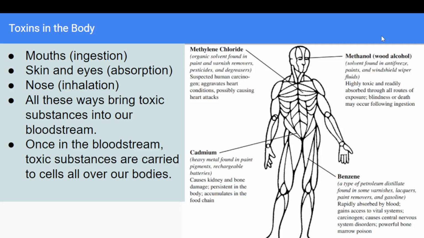And the way that it actually hurts us is these toxins enter the body through either ingestion, absorption, or inhalation, and when that occurs, those toxins enter the bloodstream and travel all over the body and affect specific types of cells, and that's how we get sick.